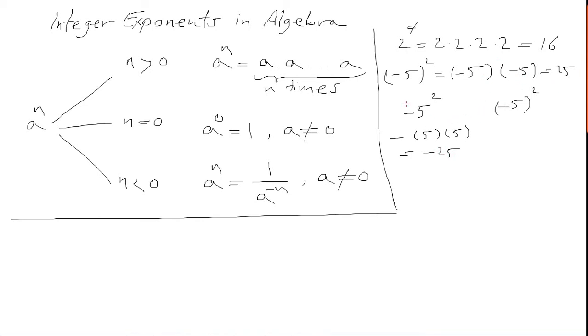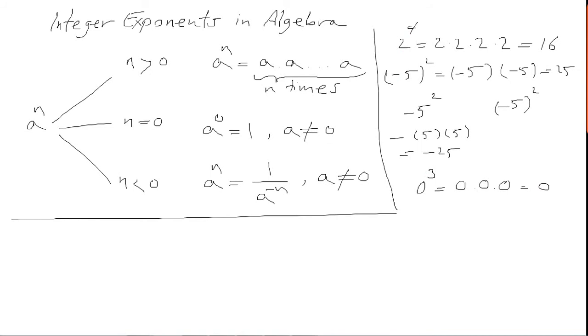So this expression evaluates to negative 25, this evaluates to 25. So whenever you are raising a negative number to a power, don't forget the round braces because that makes a difference. Another example, 0 to the power of 3. That is 0 times 0 times 0, which is just 0. So you can raise a positive number to a positive power, you can raise a negative number to a positive power, and you can raise 0 to a positive power.